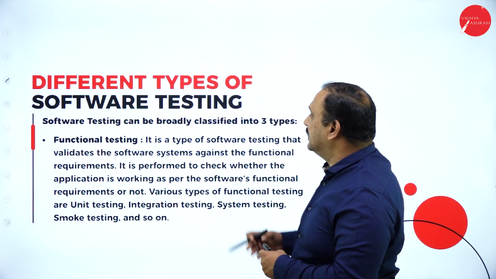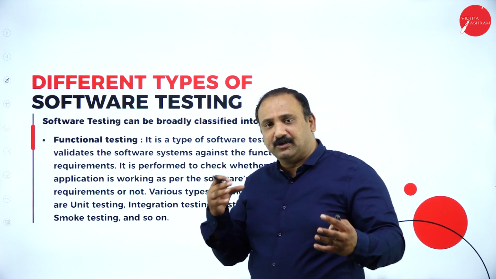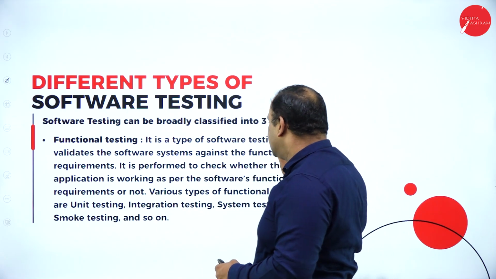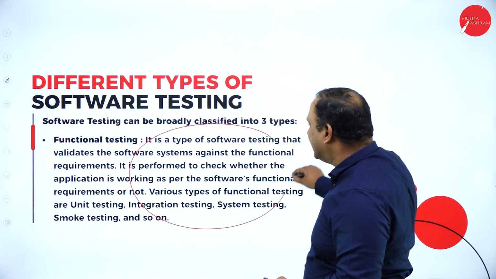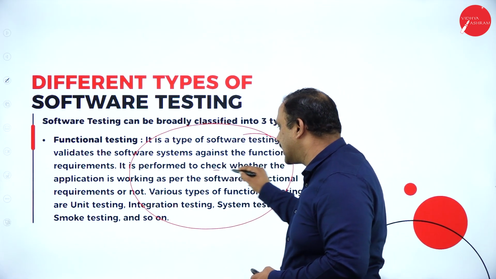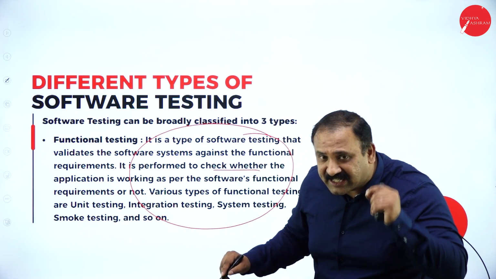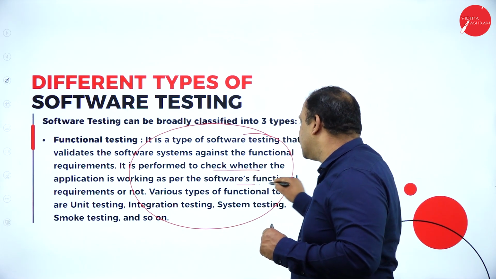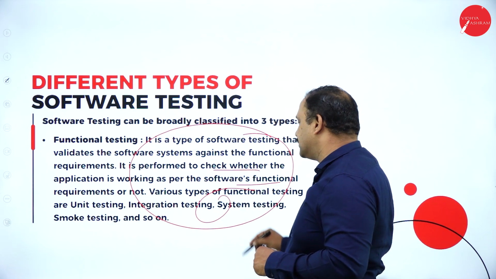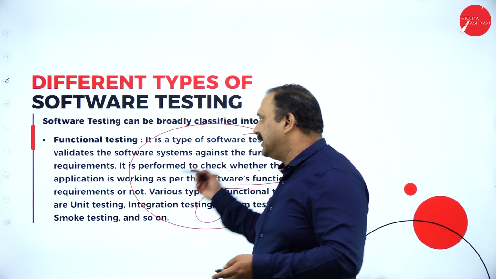Now, moving further, software testing can be put into broad classifications. Functional testing is where we start, where we validate the system against the functional requirements. It's performed to check whether the application is working as per the software functional requirements or not. The various types include integration testing, smoke testing, and many other factors.